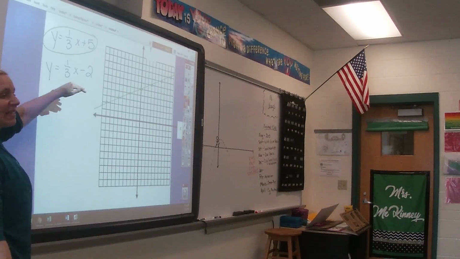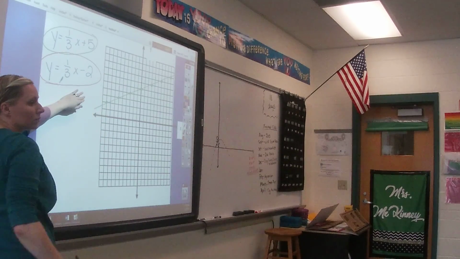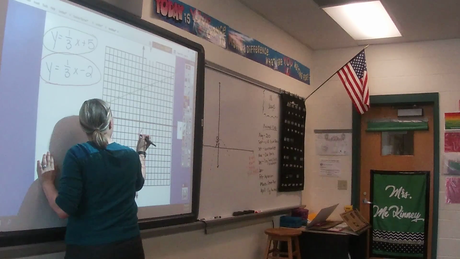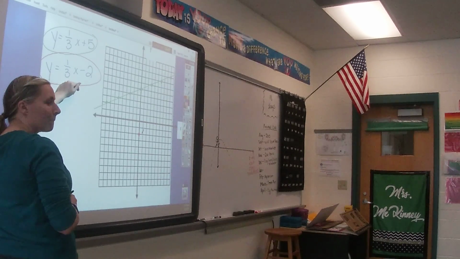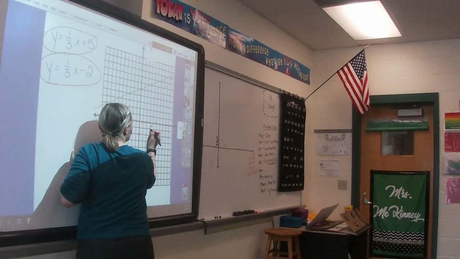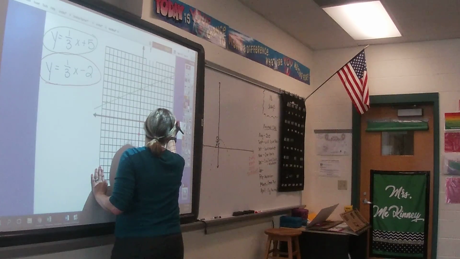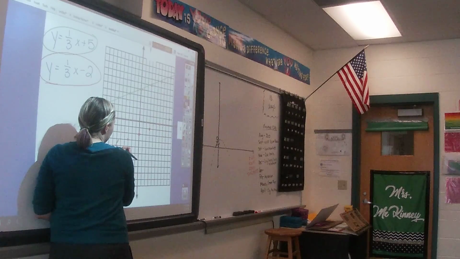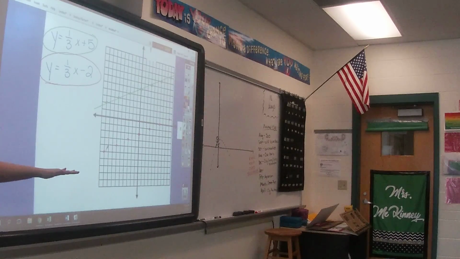Okay, so now we're going to look at the second equation. Where are we going to start? -2. Then what are we going to do? Up 1/3. And so I'm going to do that a couple times. I haven't touched the other line yet. Still haven't touched the other line. Am I ever going to touch the other line? No, right? Because this line has the same slope, they're the same steepness.